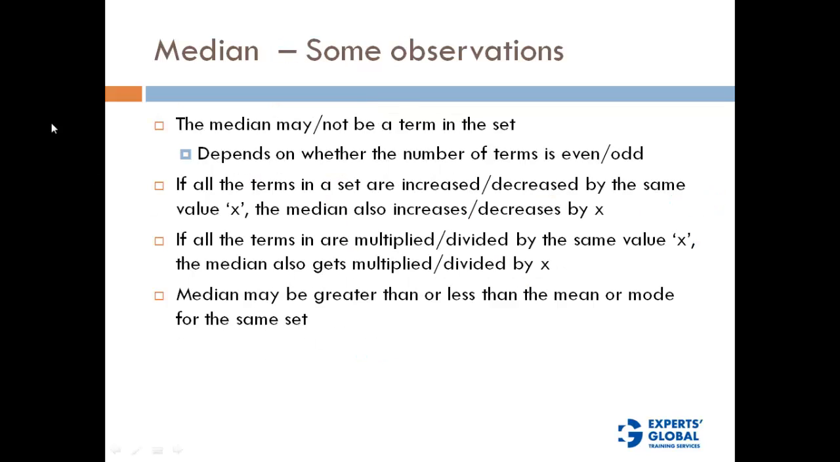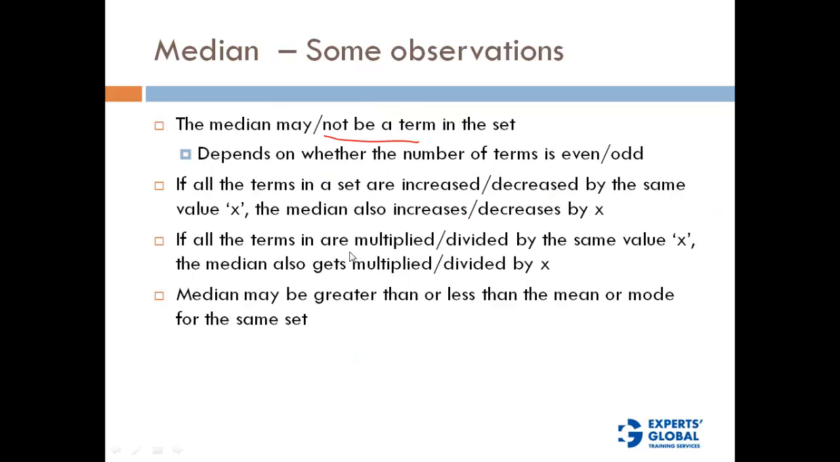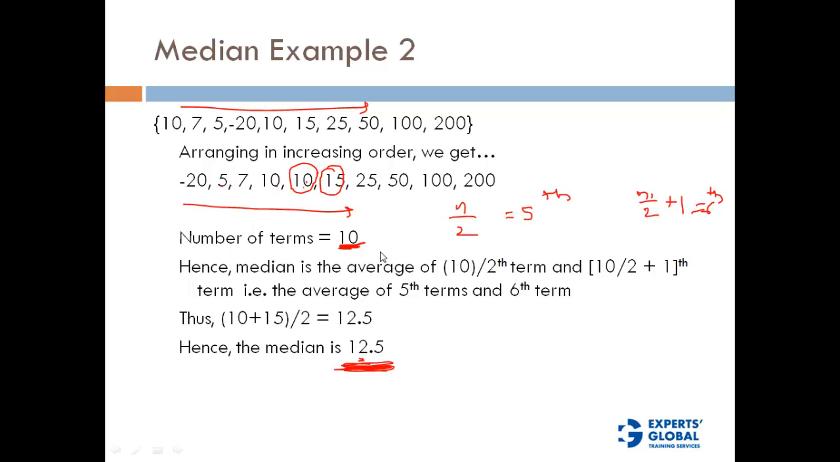Some observations. Median may or may not be a term in the set. Here we saw that 12.5 is the median. 12.5 is not there in the set, right? So it doesn't matter. The median may or may not be in the set. It depends on whether the number of terms is even or odd. Here the number of terms is 10, so that's why 12.5 is not there in the set.